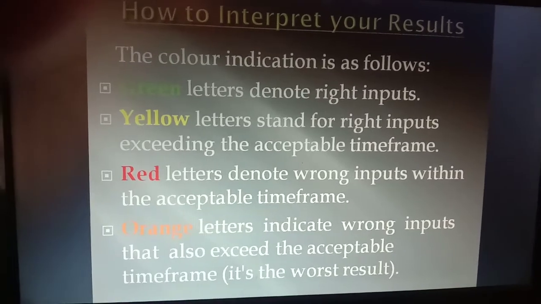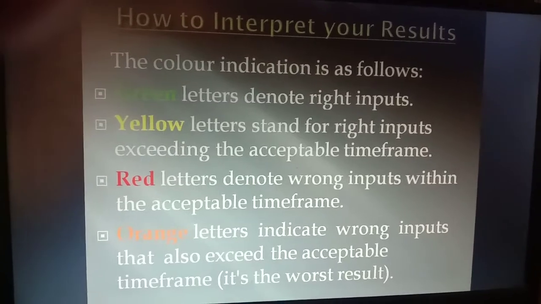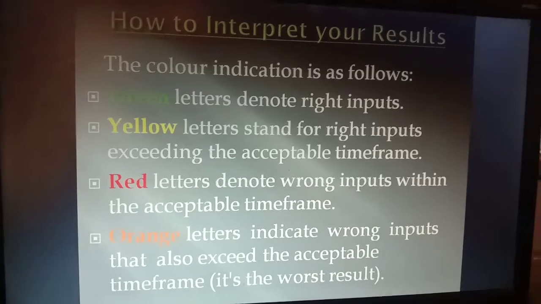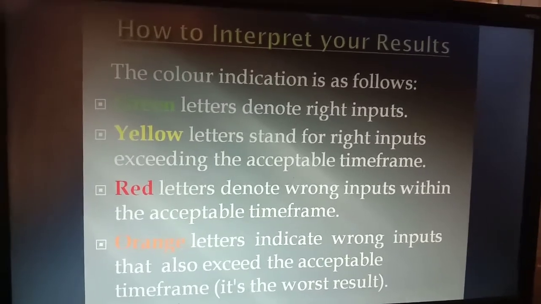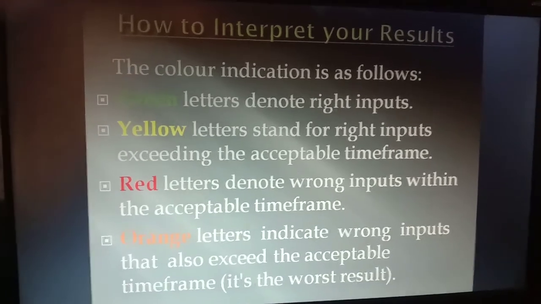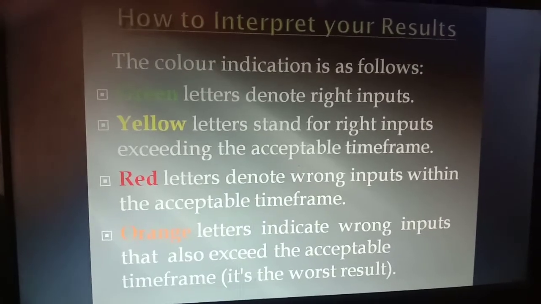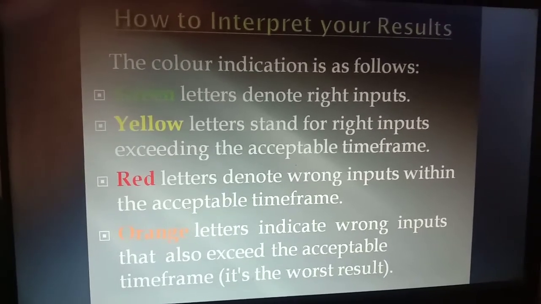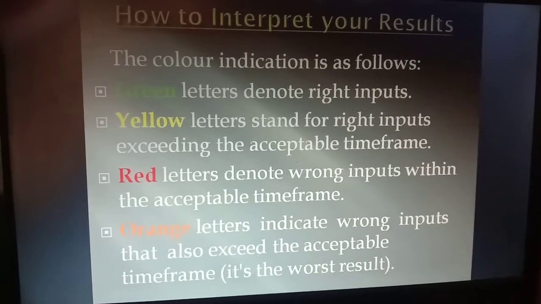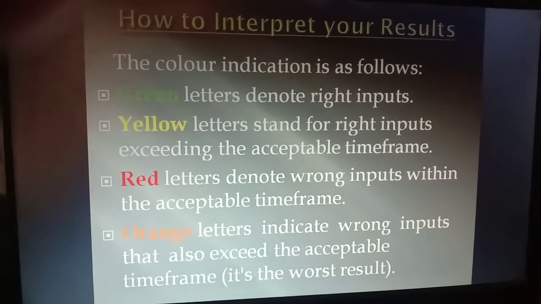How can you interpret your result? Students, it is very important to check your result. There are 4 options for checking your result. First, a green letter denotes the right input. Whatever you type, if it is shown in green, then it is right. Yellow denotes right input but exceeding the acceptable time frame. If you should type A in 1 second and you typed it in 2 seconds, then it is exceeding the acceptable time frame, so it will be shown in yellow.